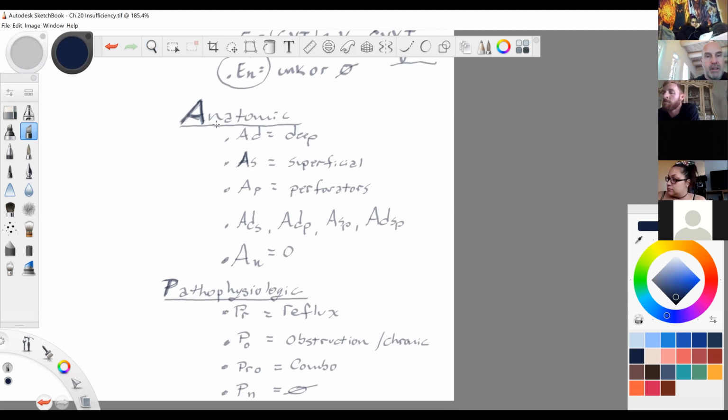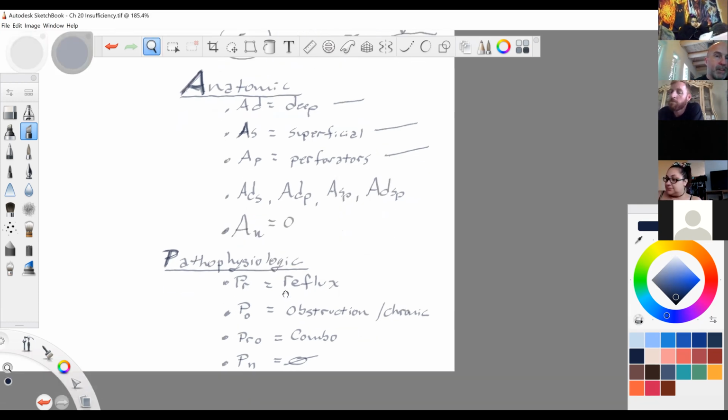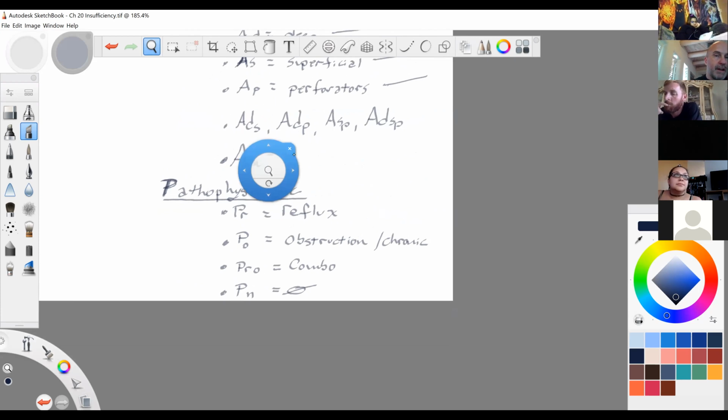Anatomic, deep. Is this a deep venous problem? Is this a superficial? AS, AP, perforators. And of course, we could have combinations, ADS, ADP, ASP, ADSP, and AN is 0. So if we're talking about an AN, we're probably talking about a healthy individual that just came in for a study and they're fine.